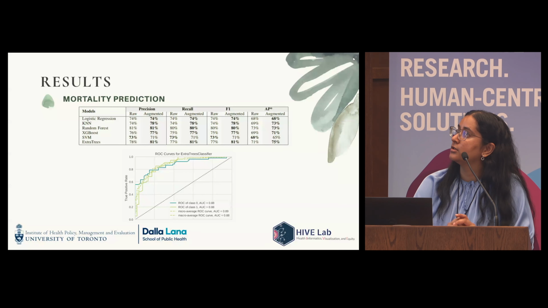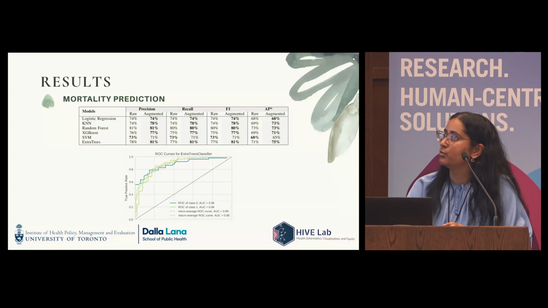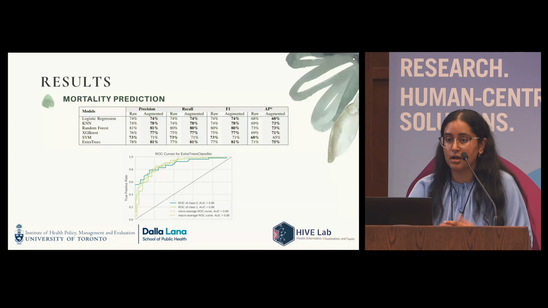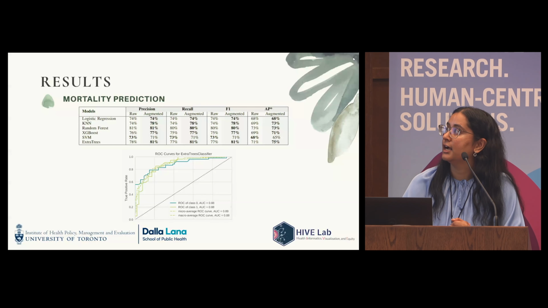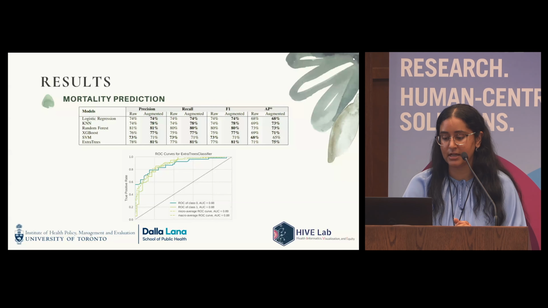So if you look through the numbers here, we did see with the augmented data set that we had as a lab, we did show an increase when it came to mortality prediction. The only one where we did not see that increase was with the SVM machine learning method, but with everything else there was an increase, especially with XtraTrees.